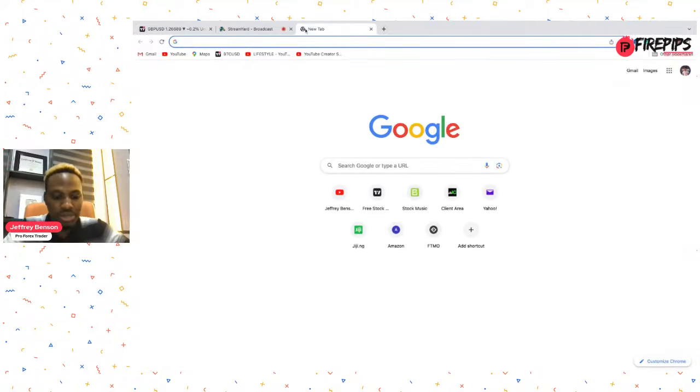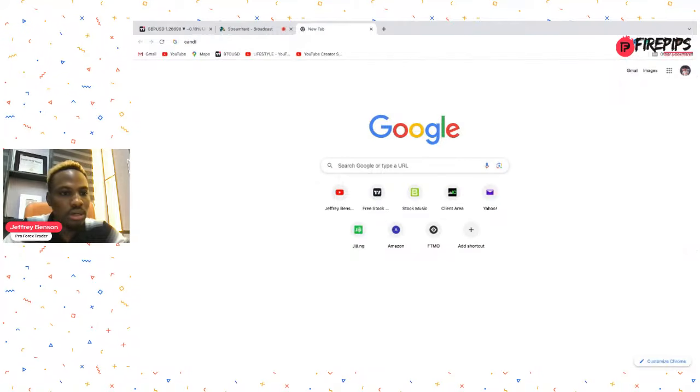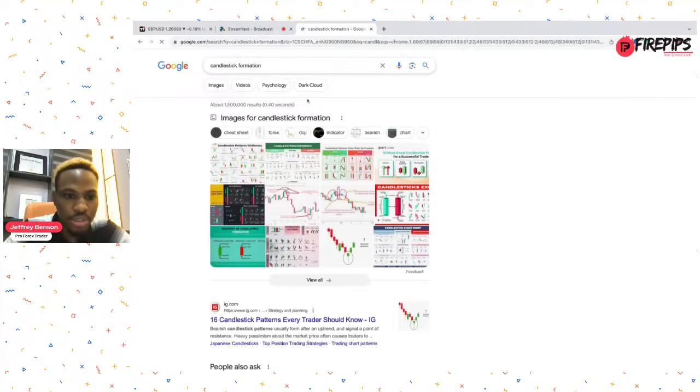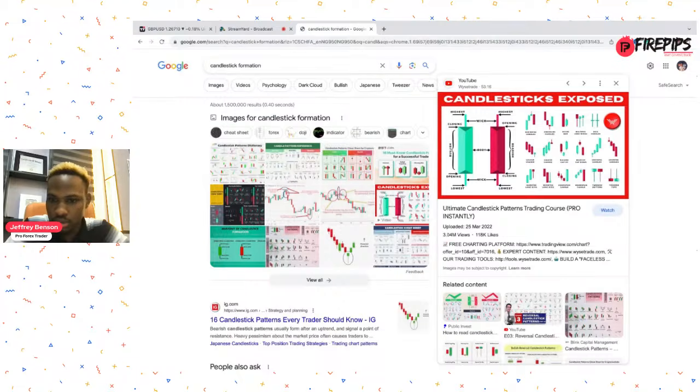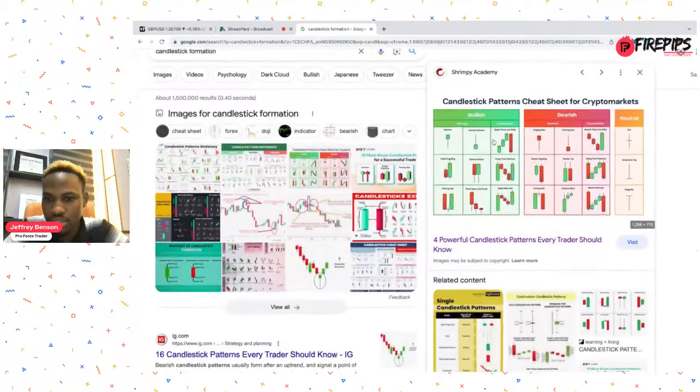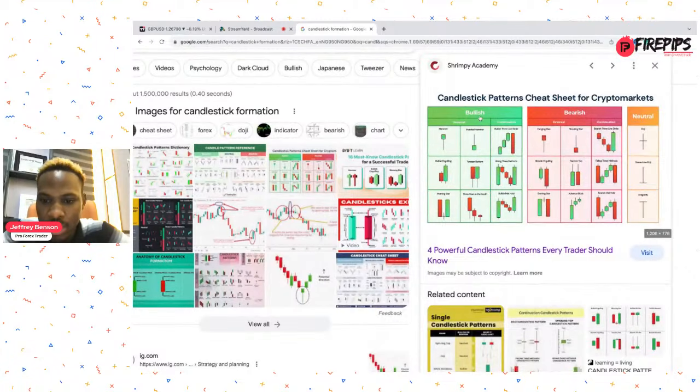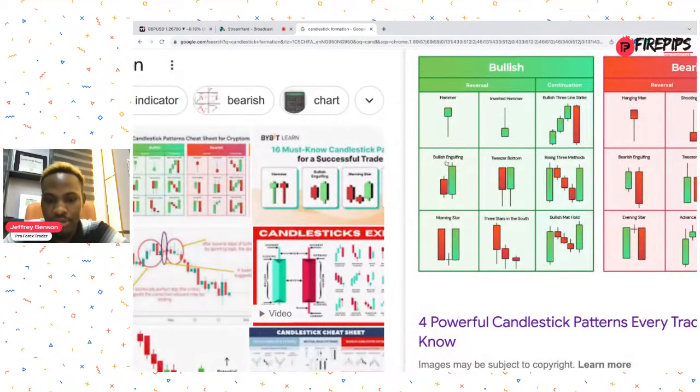Let me just show you on Google. Candlestick formation. Use this one as an example. You see, for a bullish, you want to be buying when you see this thing at the bottom. So we have bullish engulfing right here, morning star, three stars in the south, bullish mat hold, rising three methods. Remember last week I told you that you don't have to memorize the names. I also don't know the names, but just know the psychology behind them. Know how to spot them, memorize how they look, and then whenever you see them, you take advantage of them.